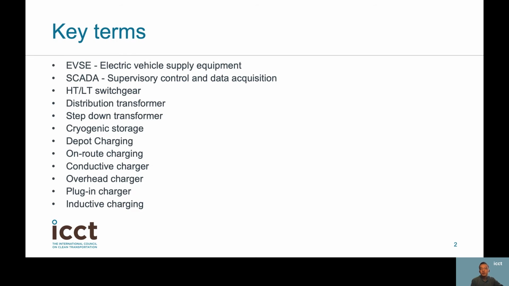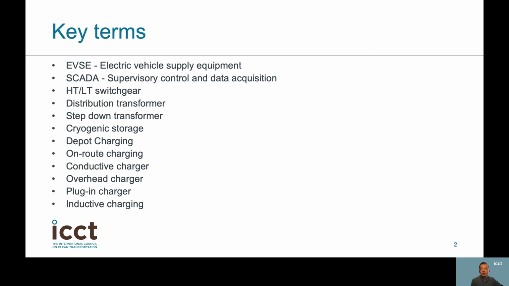Before we begin, here are some key terms that we will come across. Electric Vehicle Supply Equipment, or EVSE, is a general term that refers to the machine that supplies electric energy to charge battery electric buses. It is used interchangeably with other terms like charging station and charging point.